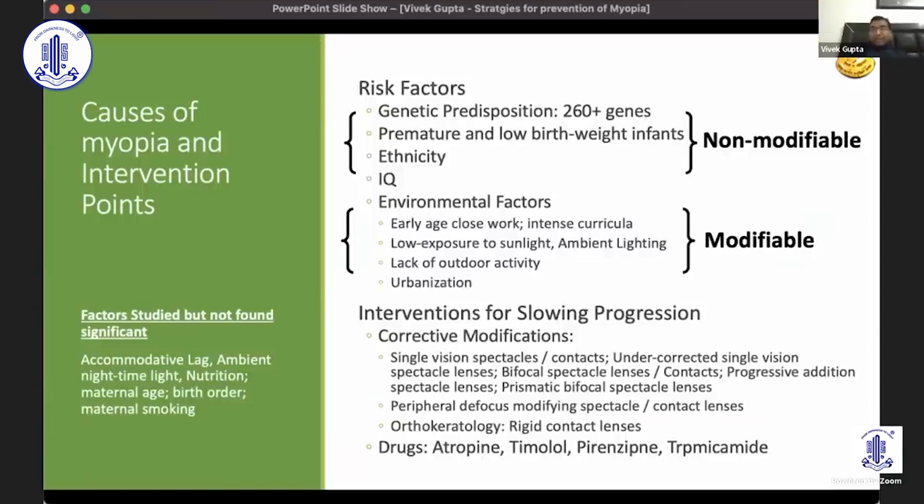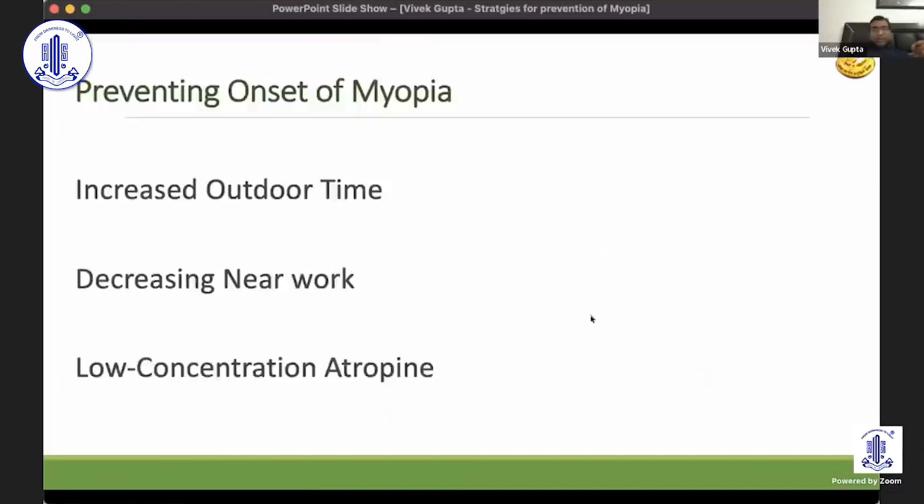increasing screen time. Is this really related to decreased outdoor time? They have an inverse association: more screen time, less time outdoors; more near work, less time outdoors. So what works, we need to really see. But clearly, these are the three key strategies right now that we have for preventing onset of myopia.